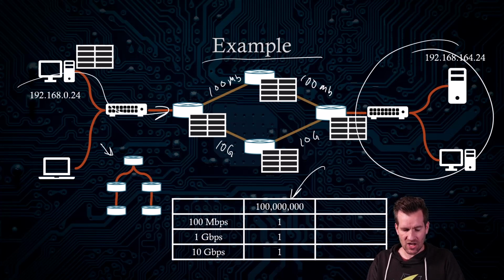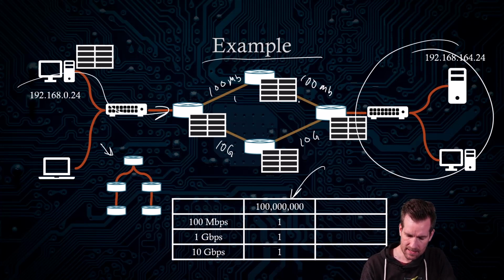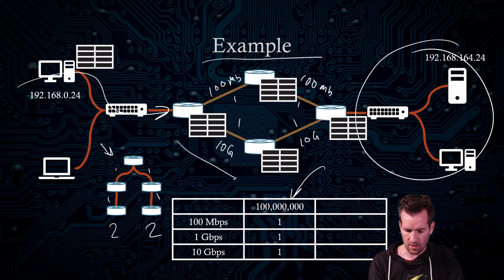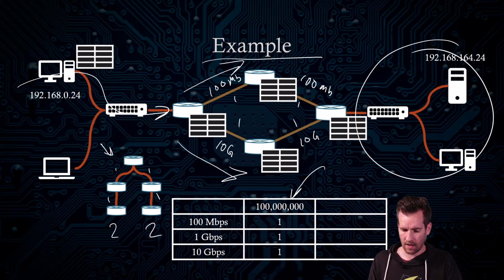All right, hopefully you had a chance to take a look at that. What we'd say is that all of these have a cost of 1. We would plug that into our shortest path first tree right here, and it's a cost of 2 in each of those directions. What would actually happen is that we would have equal cost load balancing right here. It would send it down both routes, load balancing between those two different routes.